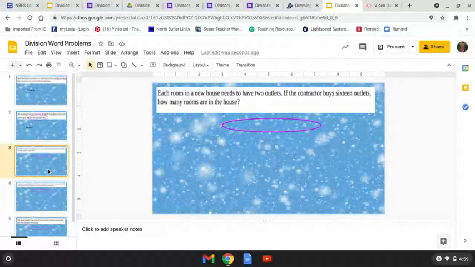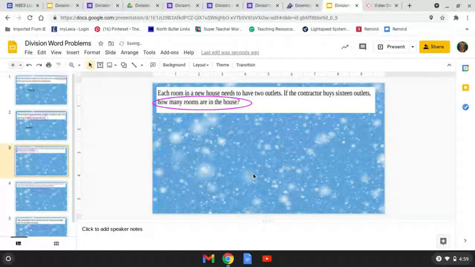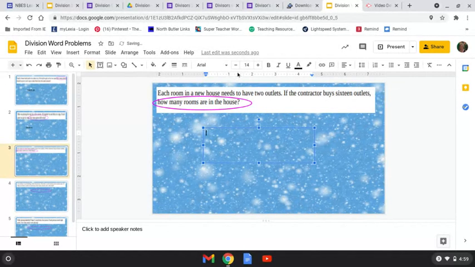Let's see if I can get through one more before it shuts me off. Each room in a new house needs to have 2 outlets. If the contractor buys 16 outlets, how many rooms are in the house? First of all, what are we trying to figure out? We're trying to figure out how many rooms are in the house, okay? So think about what's that big number we're going to start out with. And it is 16, okay?